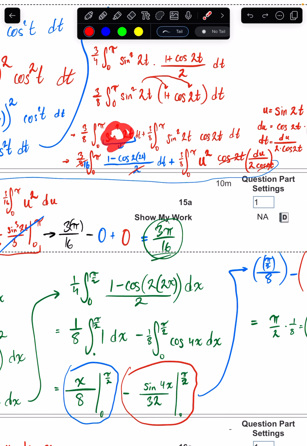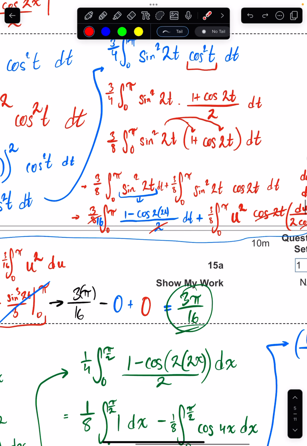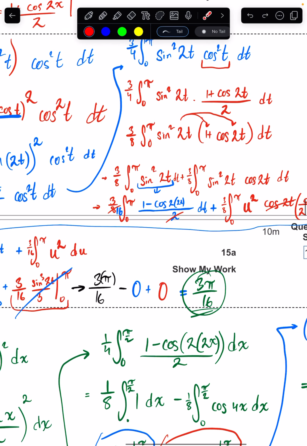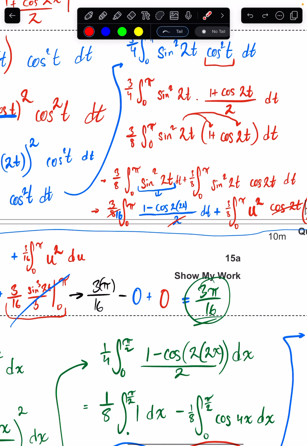So this sine squared 2t becomes a 1 minus cosine 2 times 2t, right? Because that's just another trig identity. We learned sine squared of x is 1 minus cosine 2x over 2. And our x value here is 2t. So we substitute for x, which is 2t, and you're left with that.